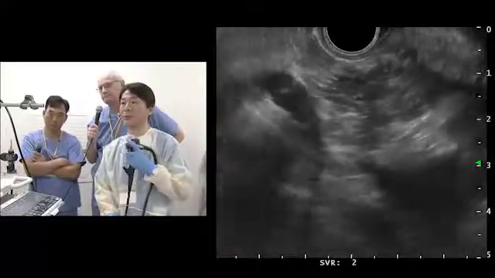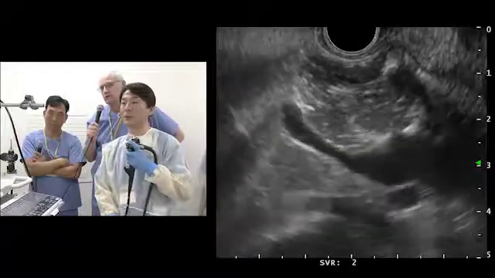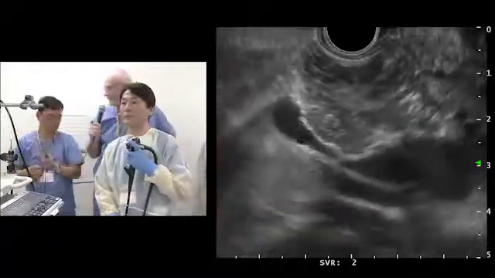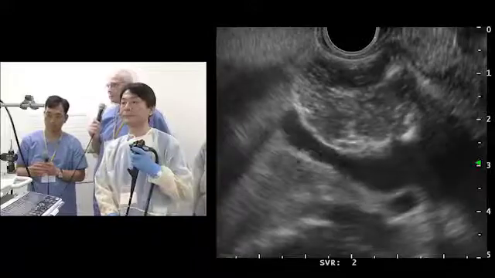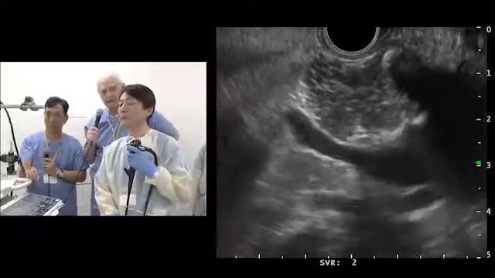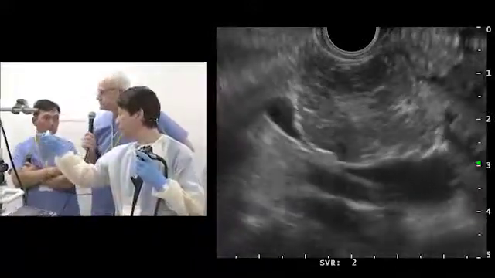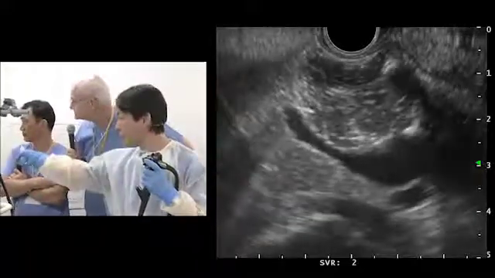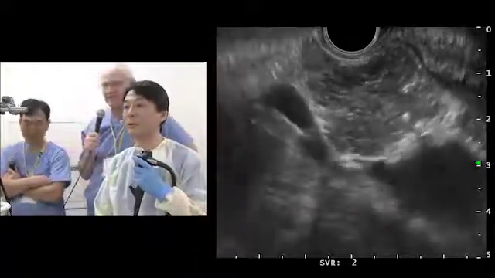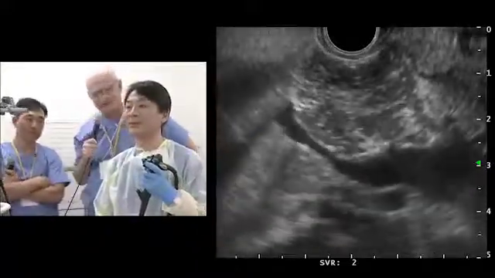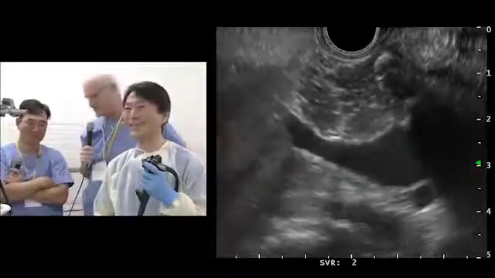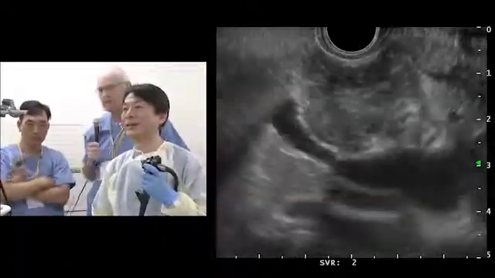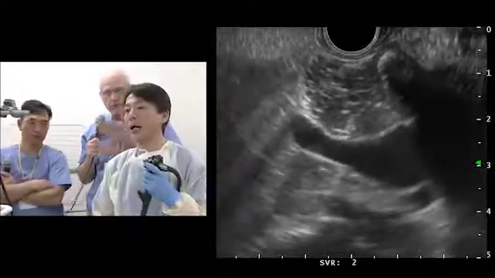Okay. In Japan, yes. Do you have ROSE? Yes, we have a pathologist standing by us. Very good. On a Sunday. Very impressive. So what type of needle would you plan to use? What goes through your mind when you think about the needle?